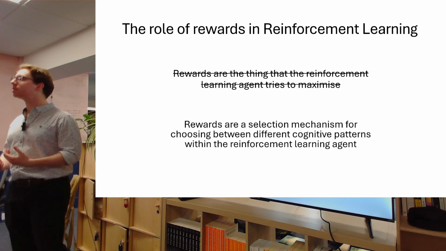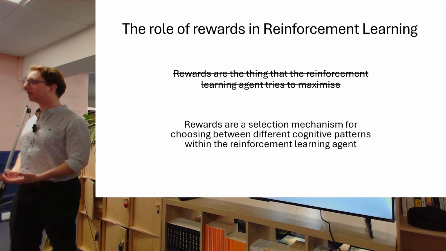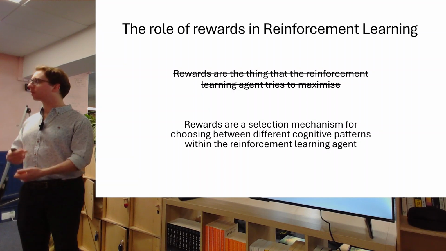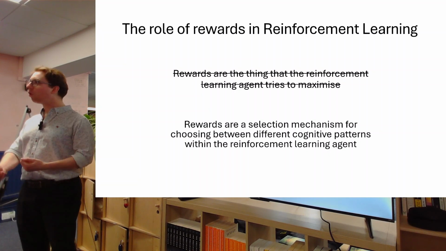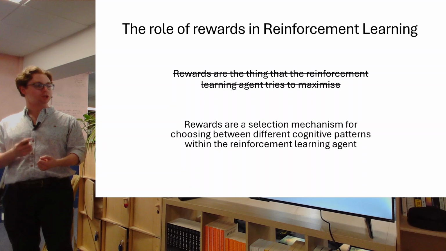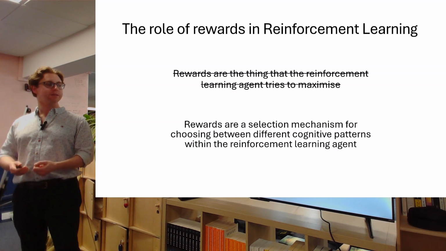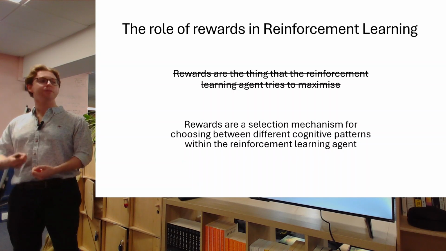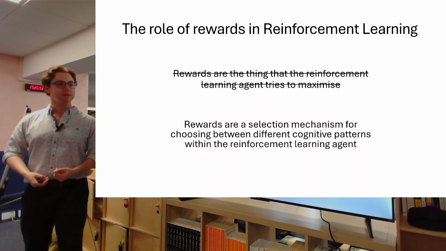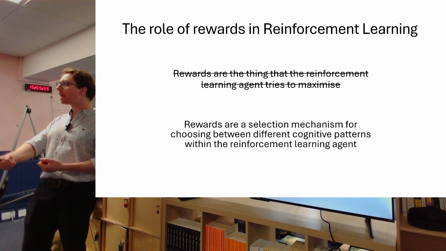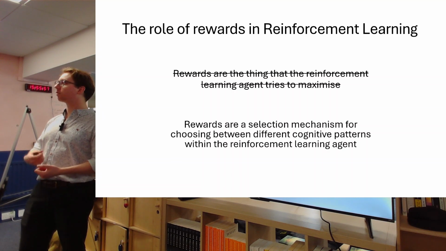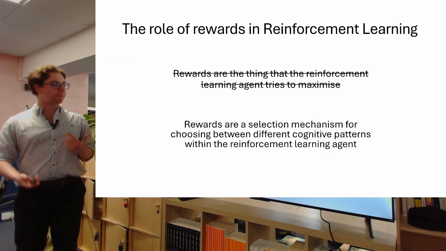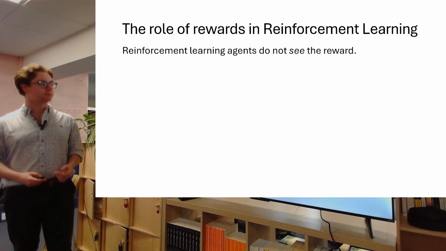So the idea is that inside the neural network that we're training, there are multiple, what I'm going to call cognitive patterns for different kinds of behaviors. And rewards are the mechanism by which we choose different cognitive patterns to reinforce within the agent. So we strengthen some patterns and weaken others, and the mechanism of selection of patterns is the rewards that the agent is receiving. So let's unpack this a little bit and go into some more detail.